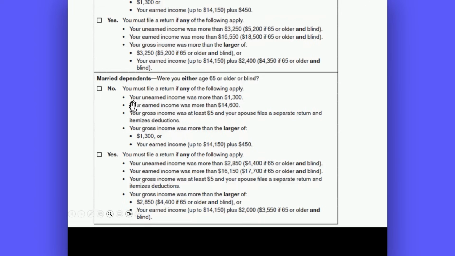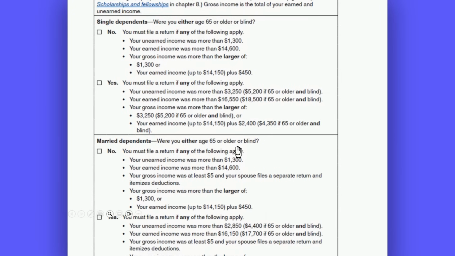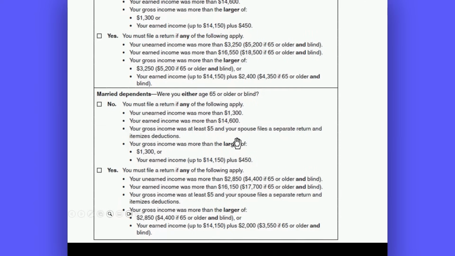So this is not a lot of people. We're going to talk later about how you qualify as a dependent, but there's not going to be a whole lot of people who are married and a dependent on someone else's tax return, but it is possible. So if you fall into that category and your unearned income again is more than $1,300, same as above for an unmarried dependent, same numbers. You're going to see 1,300, 14,600. Those numbers did not change.